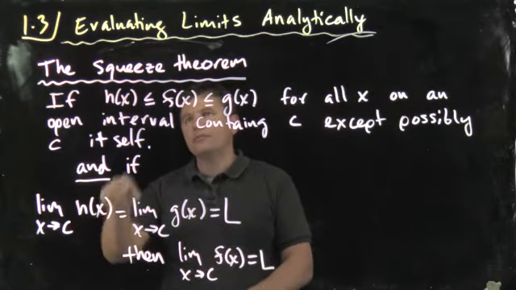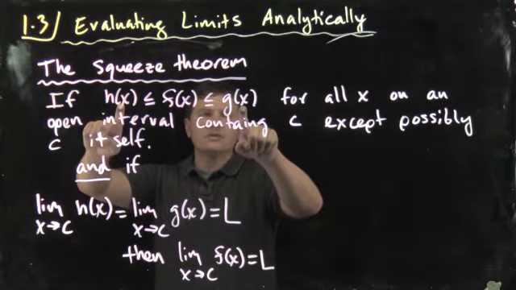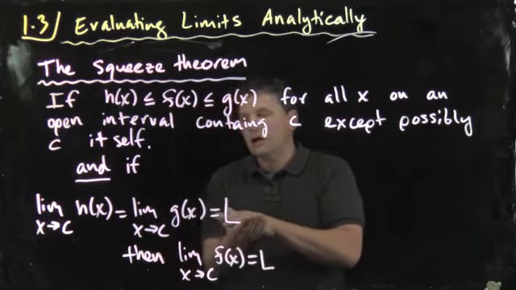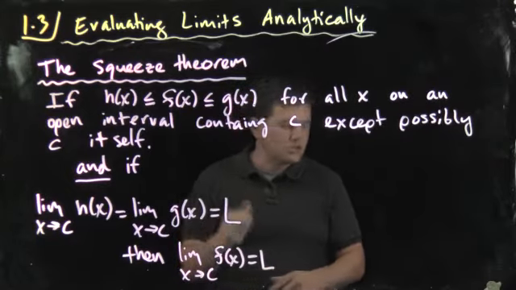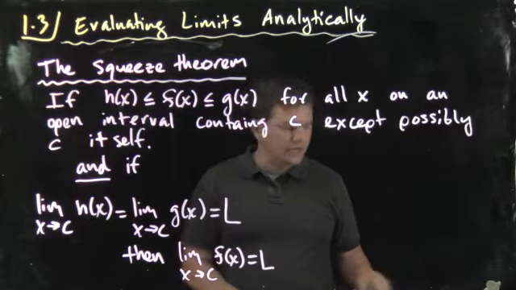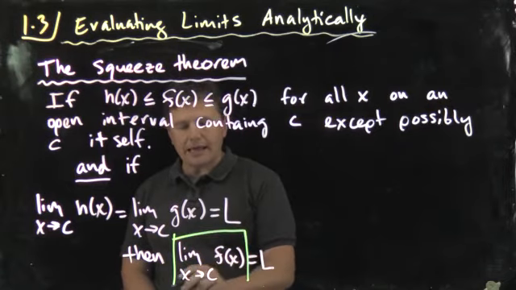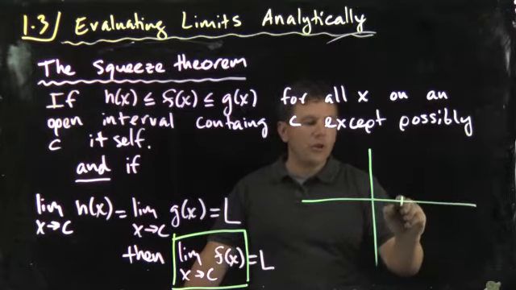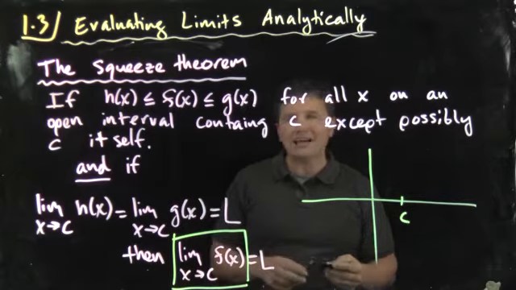And if the limit as x approaches c of h of x and the limit as x approaches c of g of x agree, they equal L, then basically we know that the limit as x approaches c of f of x must also be L. So the whole idea here is, let's say we're ultimately interested in the limit as x approaches c of f of x. I don't necessarily know what that is.